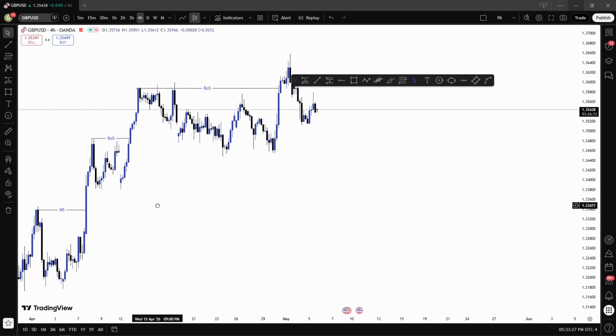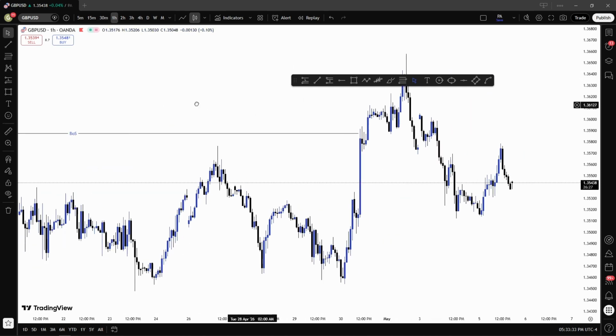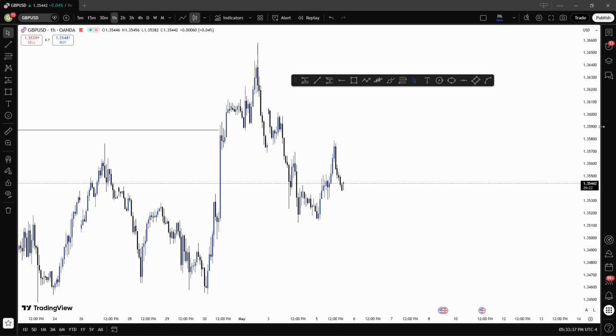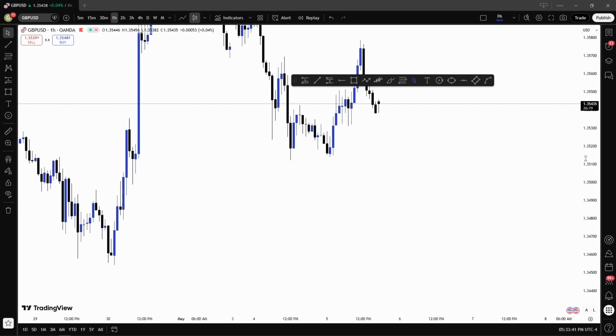Next up, we come down to the 1 hour time frame. The 1 hour time frame is where we get to mark out the levels that we are going to trade from. Now taking a look at it here, you can see that the market made a very powerful move from here.